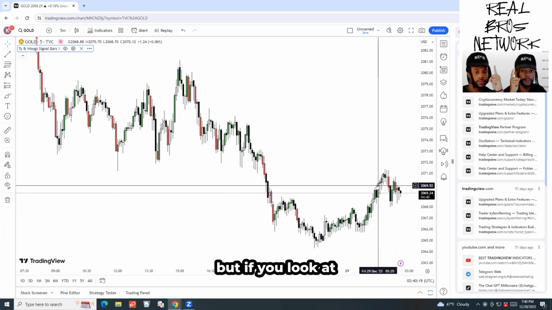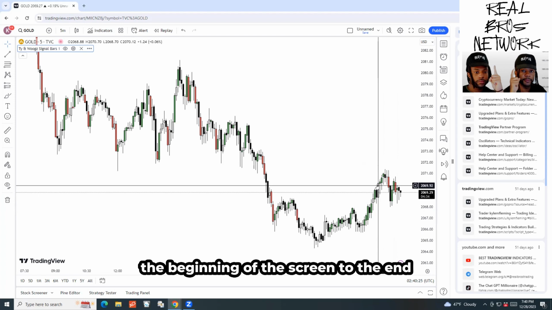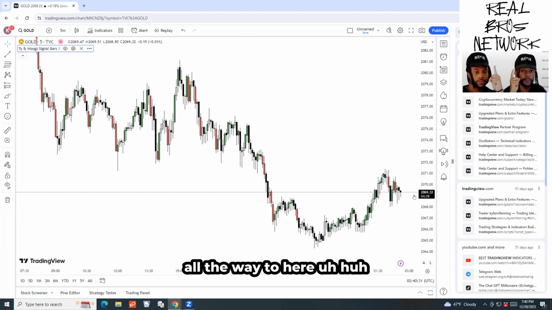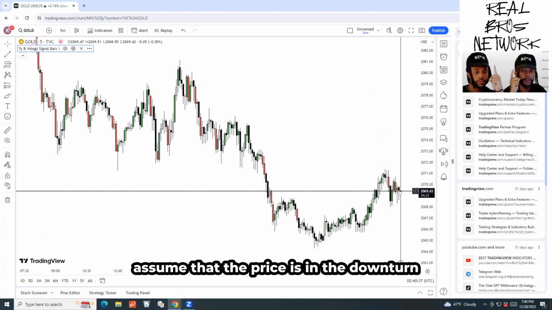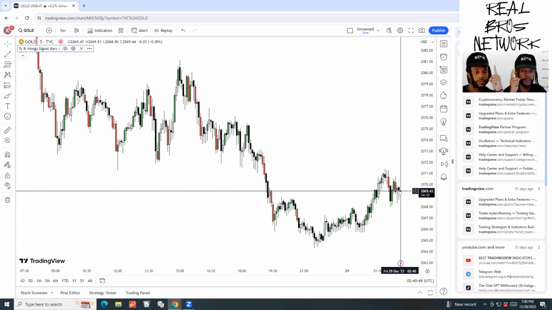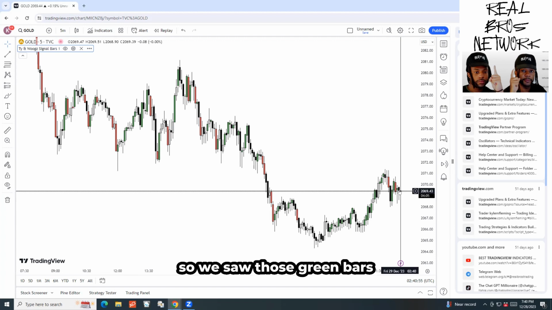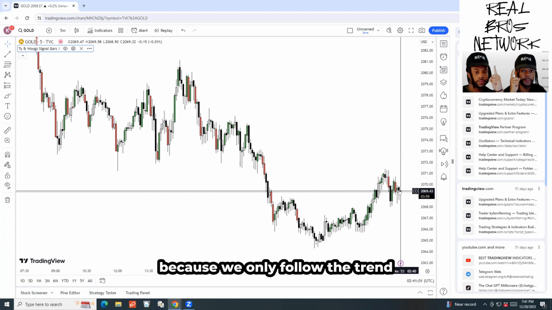But if you look at the whole screen, the price has moved down from the beginning of the screen to the end. So that would represent we're in a downtrend. From here all the way to here, the price is lower. From all the information you have, it's safe to assume that the price is in a downtrend. So when price is in a downtrend like that, you want to be careful. You don't want to take too many buys. You want to stay patient and look for a good selling opportunity or a selling bar and take a sell. We saw those green bars, but we still believe it's in a downtrend, so we don't take the buys there because we only follow the trend.